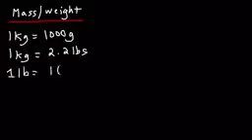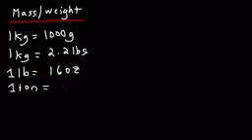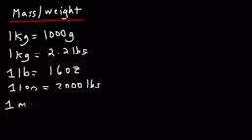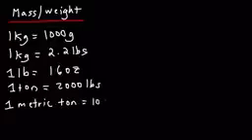Now, 1 pound is equal to 16 ounces. 1 ton is equal to 2,000 pounds. And then there's a metric ton. This is not exactly the same as a regular ton, but a metric ton is equivalent to 1,000 kilograms.